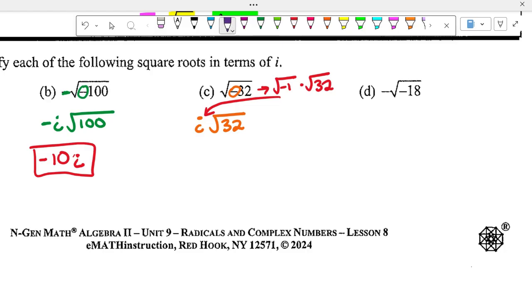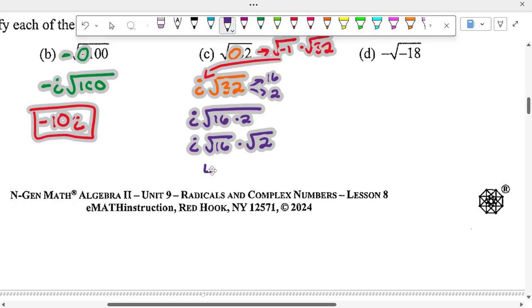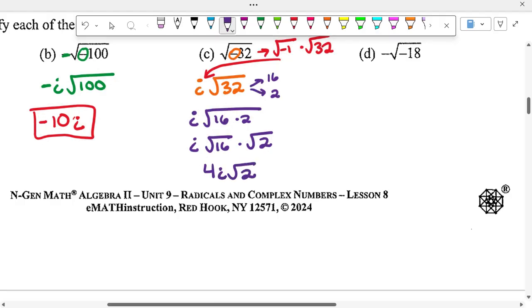Now, since the i's gone, we can simplify 32 like we know how to do it already. So, what is the largest perfect square that can be divided into 32? 16. 16 times what? 2. So I can rewrite this as i times the square root of 16 times 2. So this would be i times the square root of 16 times the square root of 2. What's the square root of 16? 4. So this would be 4i square root 2.